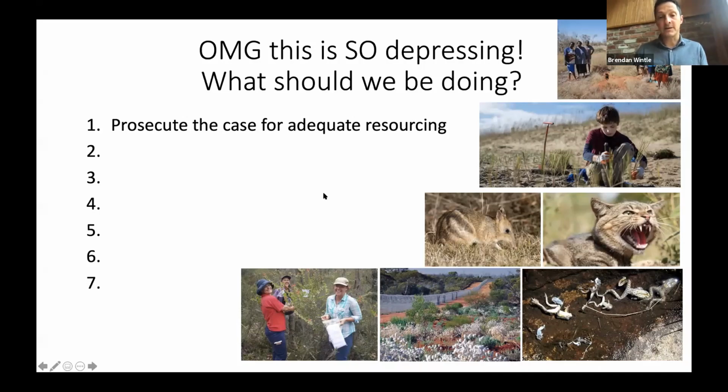So the first thing I would say is that we should be prosecuting the case for adequate resourcing for threatened species and biodiversity in general, including all of these activities here. They cost money. Whether it's captive breeding of endangered mammals, control of feral predators, restoration, empowering Indigenous land management, seed banking, you name it, all of these things cost money.